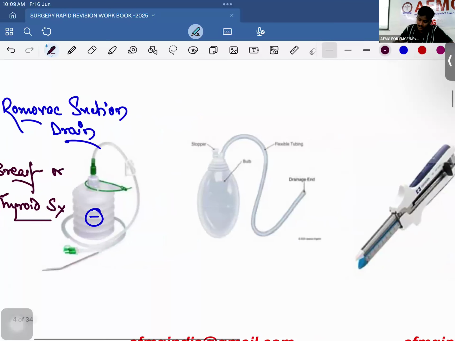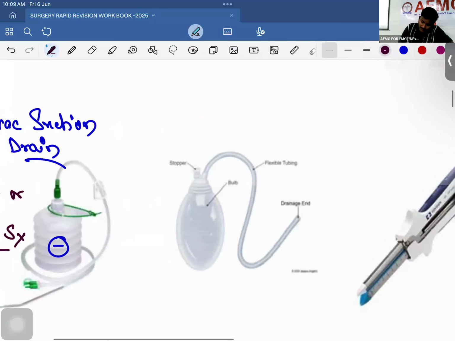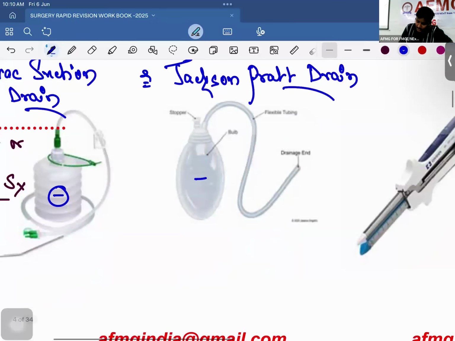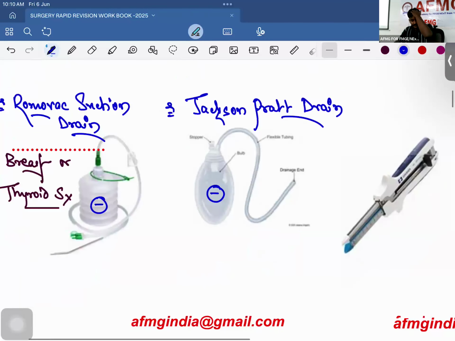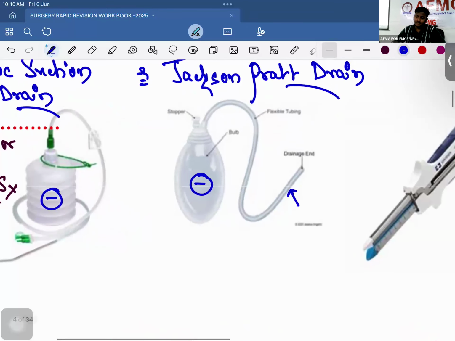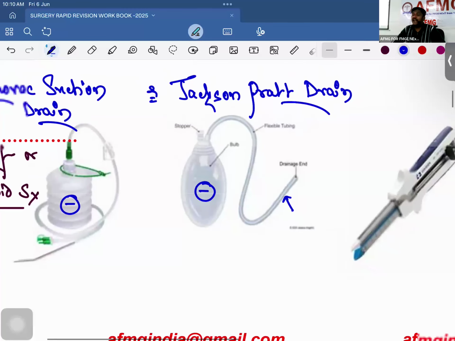No issues with this. Now, this is the miniature version beta. What is this drain called? This drain is classically known as the Jackson-Pratt drain beta. In the Jackson-Pratt drain, we don't have a container, rather we have a bulb over here beta. But this is also a negative pressure drain beta. Here also suction or vacuum is going to be created. Next, another thing, if you see, the tubings of the Jackson-Pratt drain are going to be flat. Flatter tubings will be there beta.